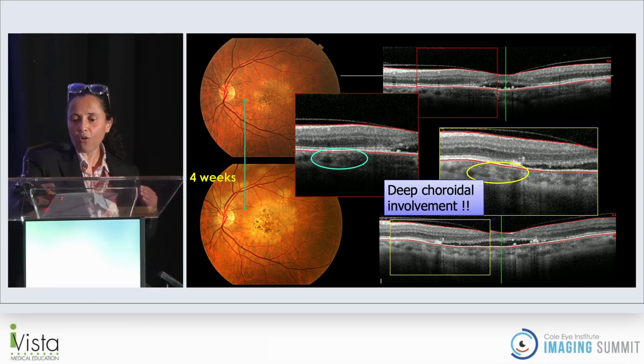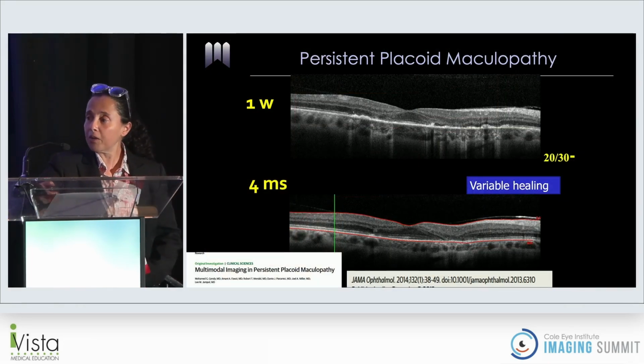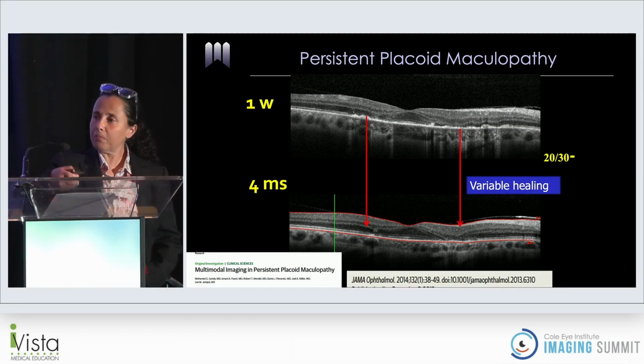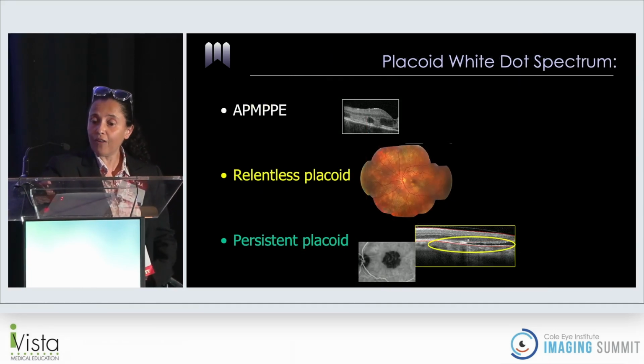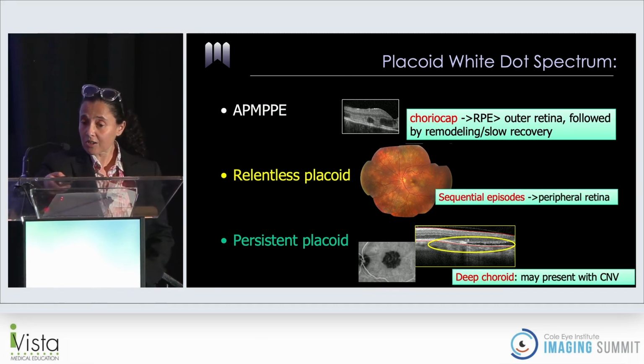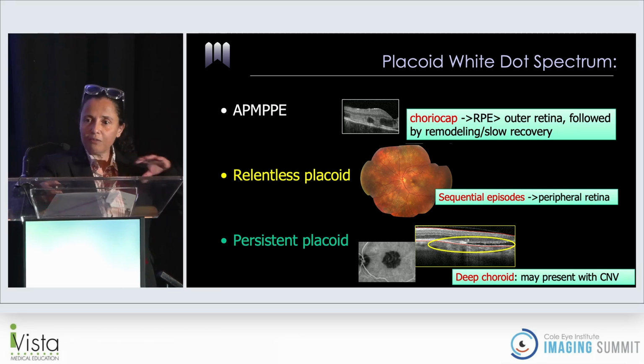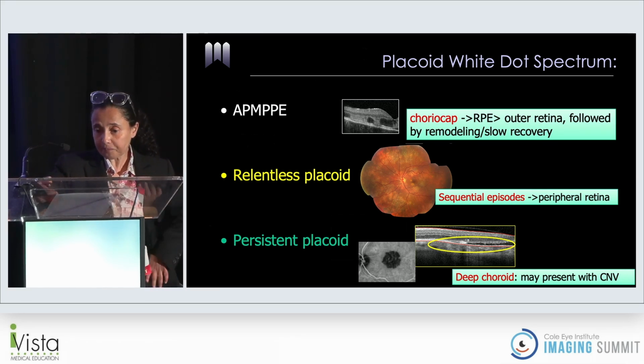The deeper in the choroid, the worse the outcome. So these patients don't get complete recovery, and instead they get wipeout of the photoreceptors. So I think all the placoids have some level of choroidal involvement. The deeper and the more intense, the more severe the loss. So in AMPI, there's just choriocapillaris, acute and transient. In PPM, there's severe and sort of deeper involvement. And then relentless is sort of a disease that we don't see often, but the episodes keep recurring.